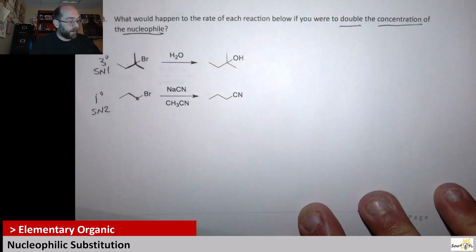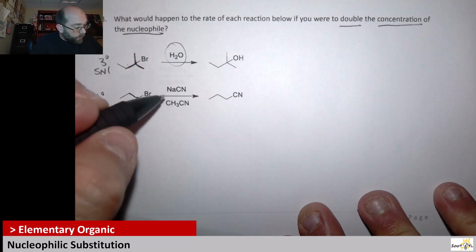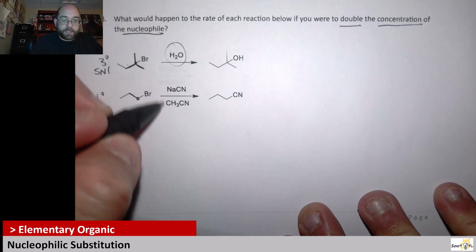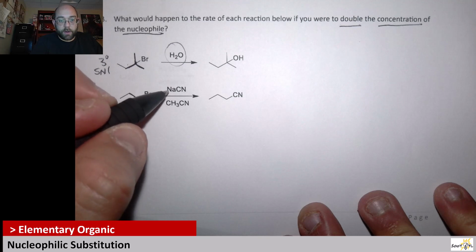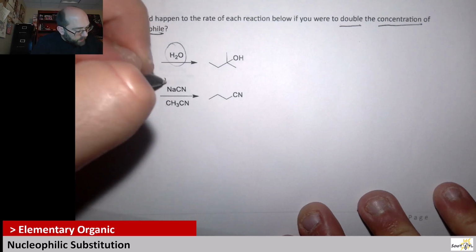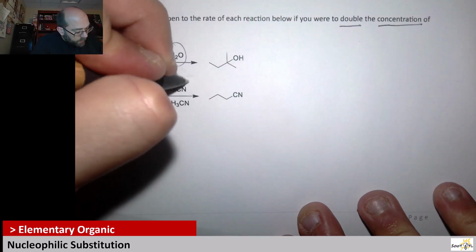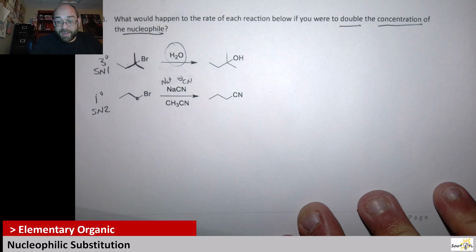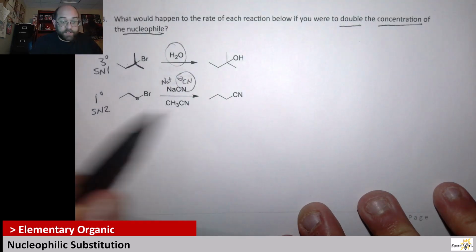All right, so now it wants to know for each one of these, when we double the concentration of our nucleophile. So this would be our nucleophile for the first one. And then when we look at these two, which one of these is definitely a stronger nucleophile? Remember, anytime you have an ionic compound, break that up into its individual ions. This makes sodium plus, and if you recall back in Chem 1, Chem 2, you called this polyatomic ion cyanide, so this is sodium cyanide. So that's the nucleophile for the second reaction.